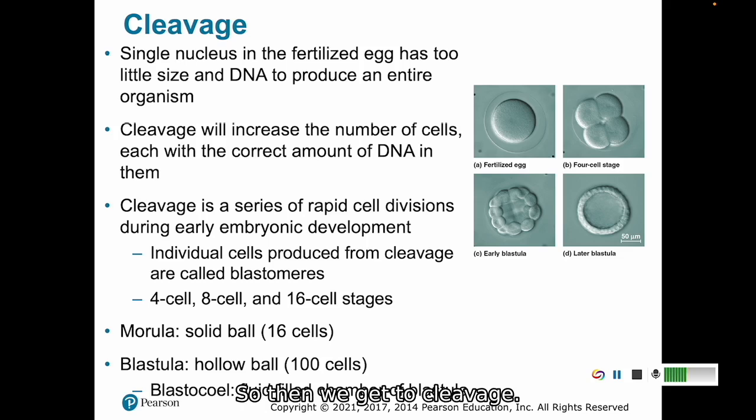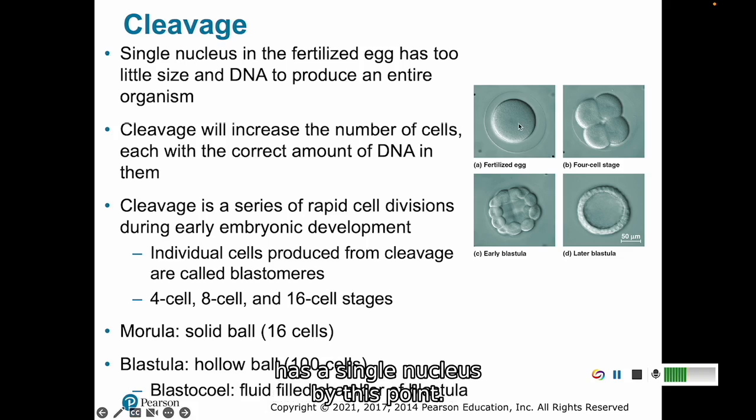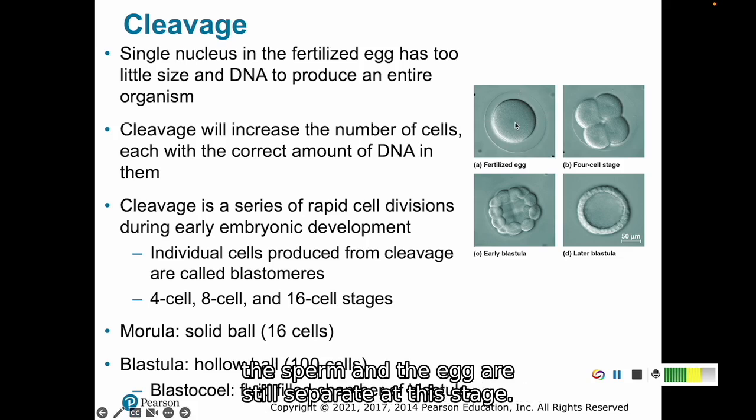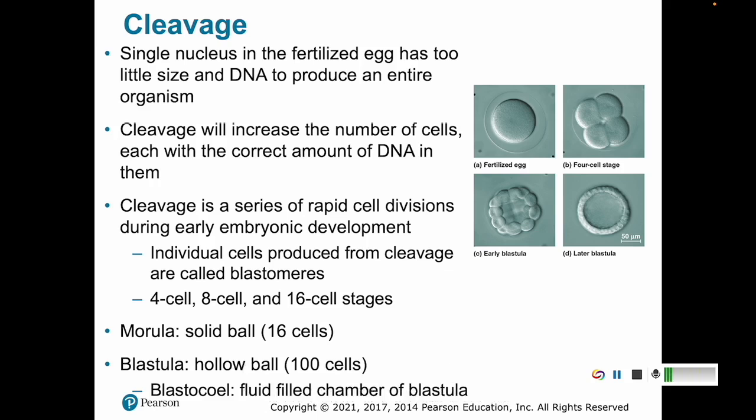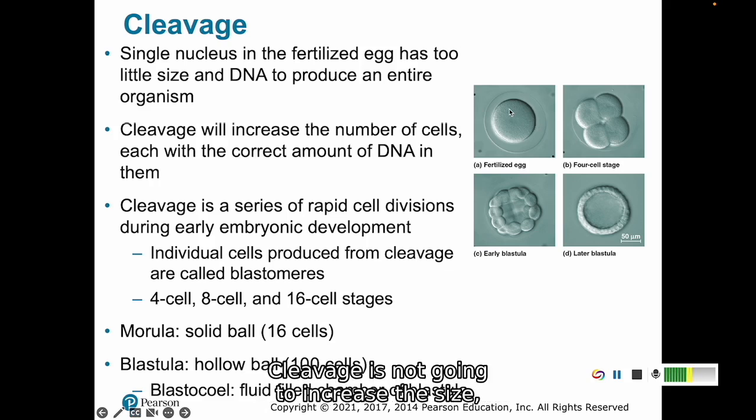So then we get to cleavage. The fertilized egg has a single nucleus by this point. In some animals, actually, if we're talking about mammals, the sperm and the egg nuclei are still separate at this stage. But that fertilized egg is going to allow cleavage to occur. Cleavage is not going to increase the size, but it will increase the number of cells. And each cell will have the correct amount of DNA in it.